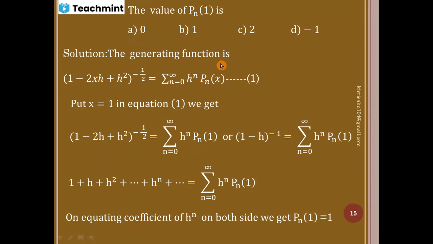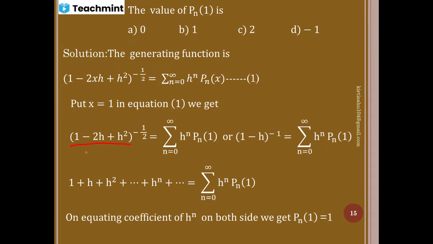So we will start with the generating function, because here I want the value of the Legendre polynomial for x equal to 1. The generating function is given by (1 minus 2xh plus h square) to the power minus half is equal to the summation of h to the power n into Pn of x. Now, as I want the value of Pn of 1, we will put x equal to 1 on both sides. So when we put x equal to 1, what do we get? Here it is (1 minus 2h plus h square) to the power minus half is equal to this summation.